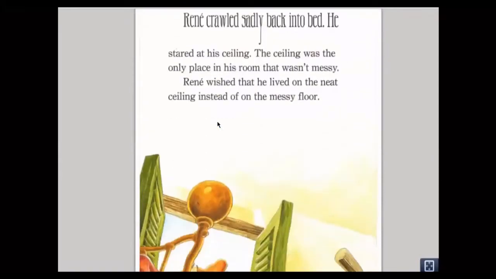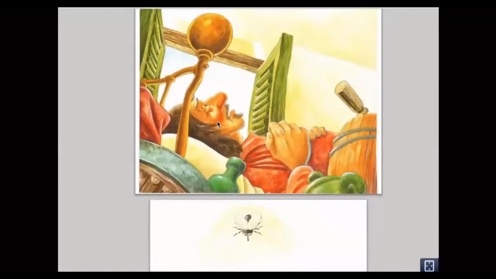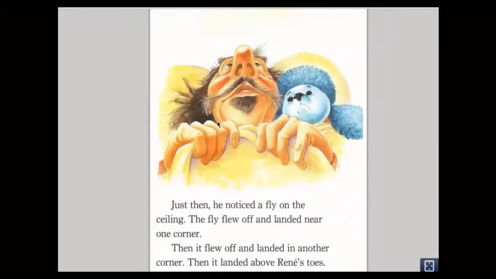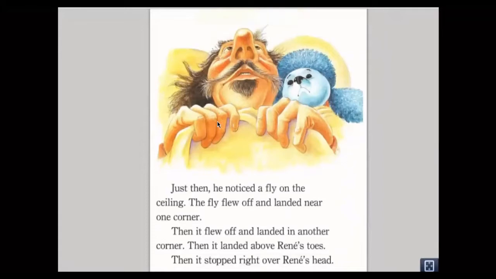René crawled sadly back into bed. He stared at the ceiling. The ceiling was the only place in his room that wasn't messy. René wished that he lived on the neat ceiling instead of on the messy floor. Just then he noticed a fly on the ceiling. The fly flew off and landed near one corner. Then it flew off and landed in another corner. Then it landed above René's toes. Then it stopped right above René's head.